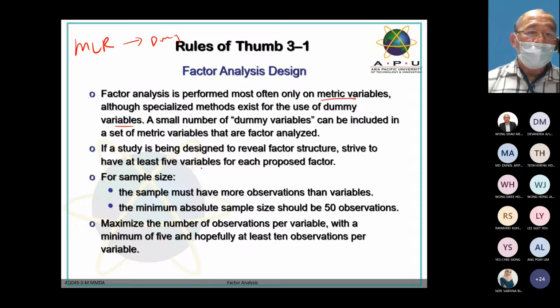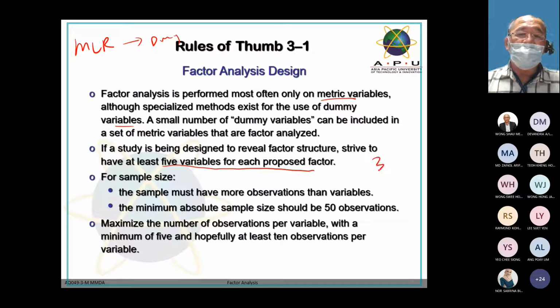If the study is being designed to reveal factor structure, try to have at least 5 variables for each proposed factor. Let's say your target is 3 factors, it means you should have 15 variables altogether: 3 times 5 gives 15. This is some guideline, more to the research design.